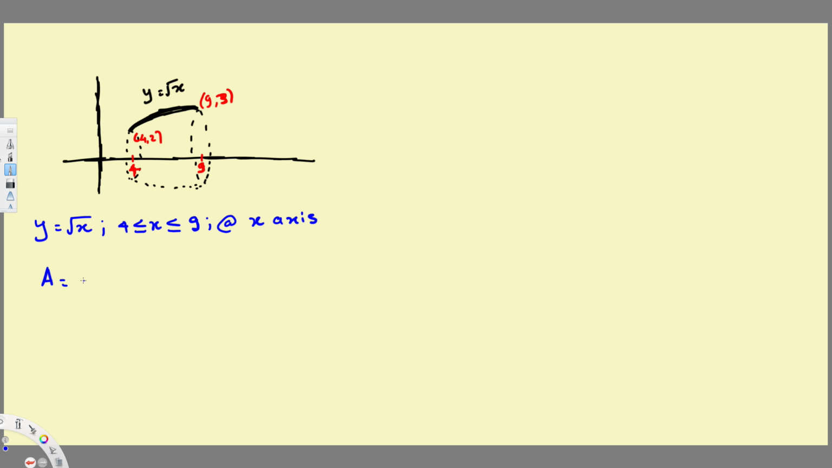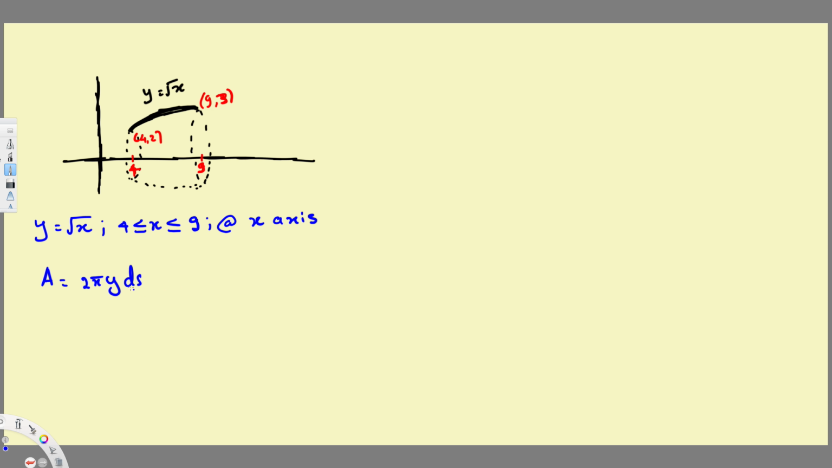A is equal to 2 pi y ds, and if it's rotating around the y-axis, we have to use 2 pi x ds. So that's the difference. Here it's rotating around the x-axis, so we have to use 2 pi y ds. Now this ds represents, if you have learned the arc length formula, the arc length. So first we can find the arc length and then plug it into this equation.